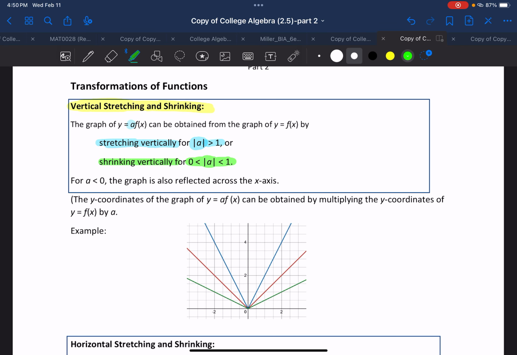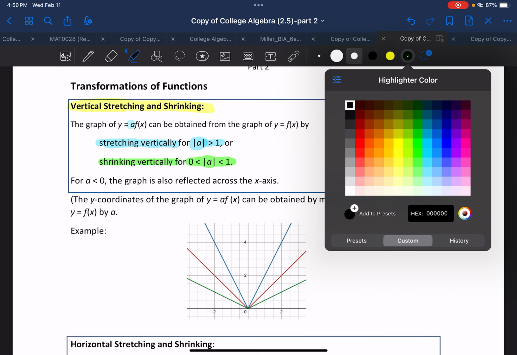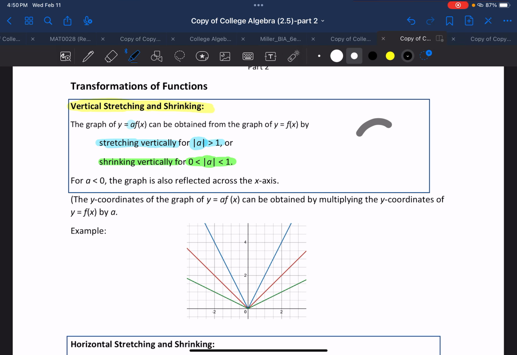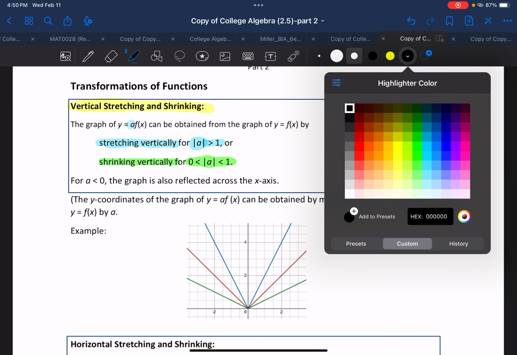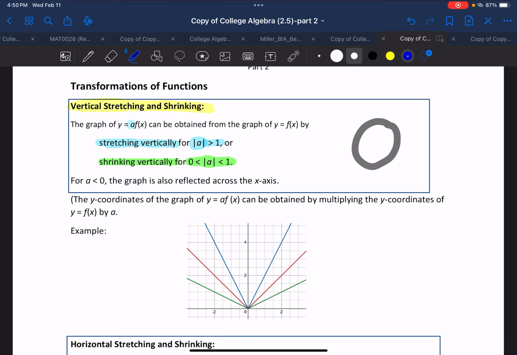Now, think about stretching vertically. For example, if I had a circle here, and I told you to grab the top of the circle with your hand right here, and grab the bottom of the circle with your other hand, and then I told you to stretch it vertically, which would be up and down.